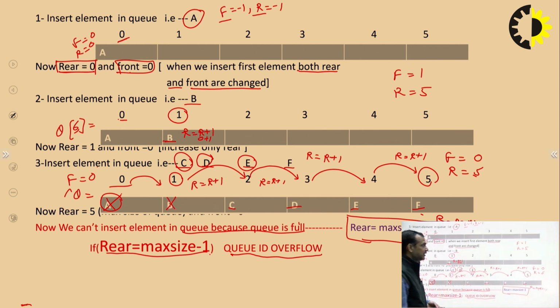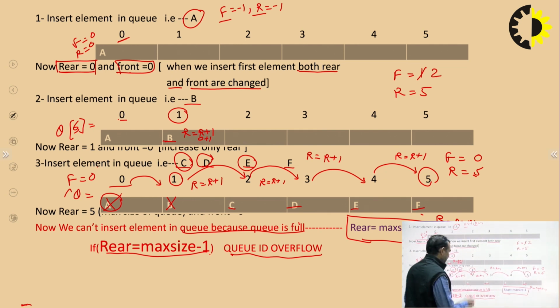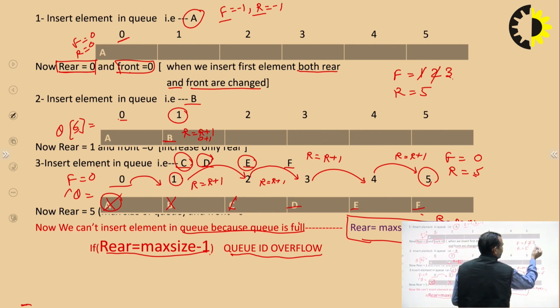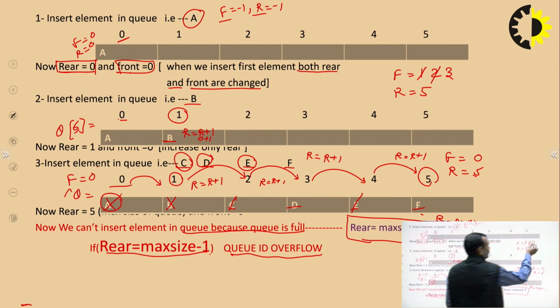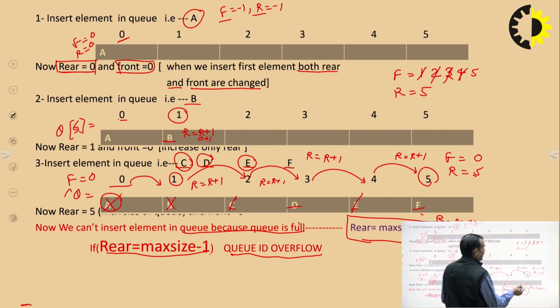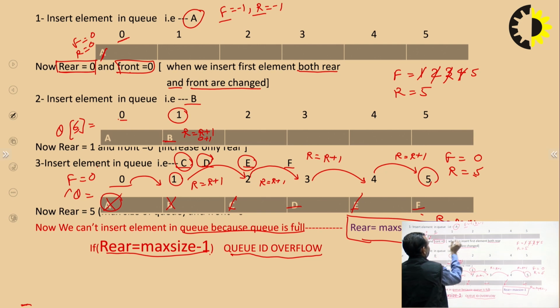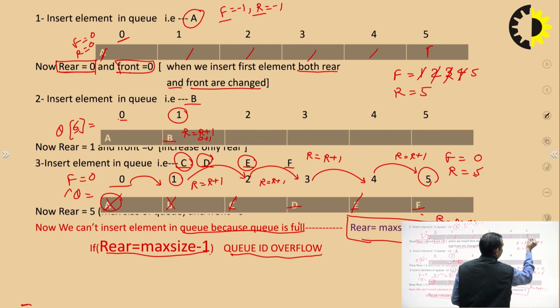When we have to delete the element D, we have to increase the value to 2. Similarly, to delete C, we increase the value of front. Now we delete the next value, that is E, so front becomes 4. When we delete the value of E, we increase the value to 5. Means now there is only one element, if we delete A, B, C, D, E, and here we have only one element.